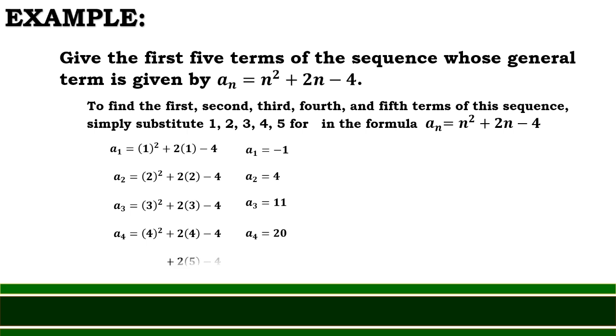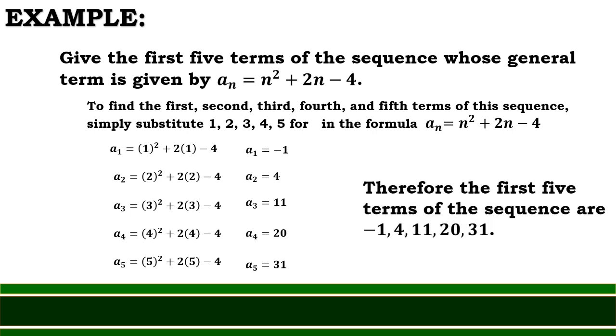And for the fifth term, you have here 5 squared plus 2 times 5 minus 4. 5 squared here will give you 25. 2 times 5 will give you 10. 25 plus 10 is 35. And 35 minus 4 will give you 31. Therefore, the first 5 terms of the sequence are negative 1, 4, 11, 20, and 31.